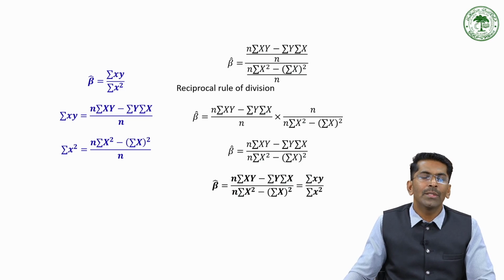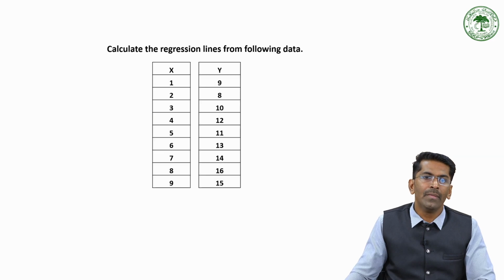Okay, so hence we have proved that the beta value by using the normal equation and the beta value by using the deviation taken from its mean are both the same. Now we are going to consider some numerical examples here. We want to calculate the regression line by using the following data. So x and y values are given here.